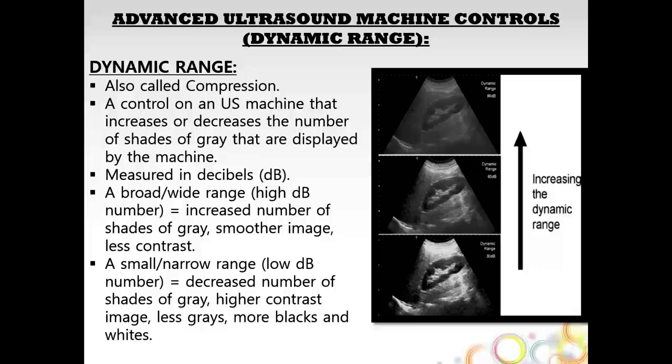If you have a small narrow range or a low decibel number of dynamic range, you're going to have a decreased number of shades of gray, higher contrast image, less grays, so more blacks and whites. So this would be our narrow dynamic range. This would be our high dynamic range. So for breast imaging and most types of imaging, we kind of want to be smack dab in the middle. Too high and too low gives us kind of a picture with less information.